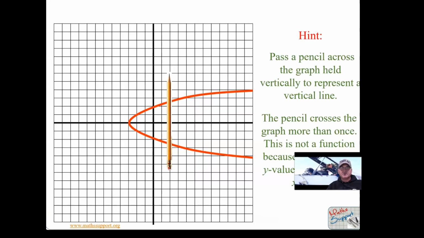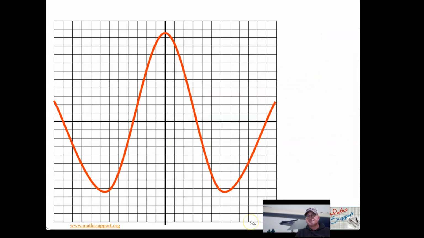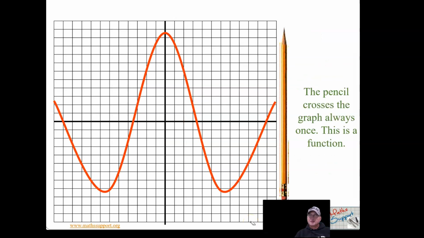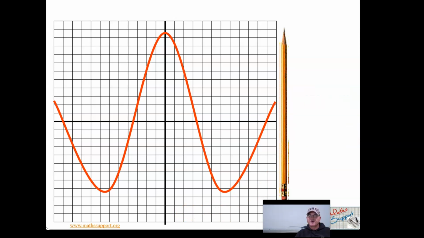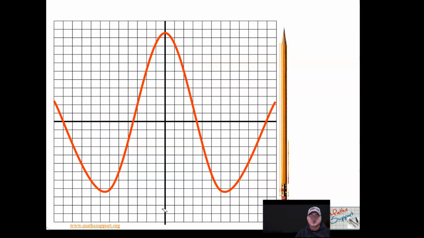Sort of think about it, we use a pencil to represent the vertical line. That fails the vertical line test. All right, so if you picture taking a pencil and moving it along that line, or that graph, would it ever touch the graph more than once? And the answer is no. Okay, so this would be a function.